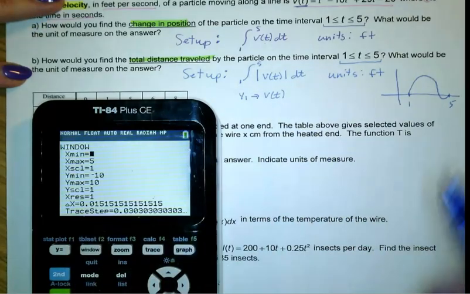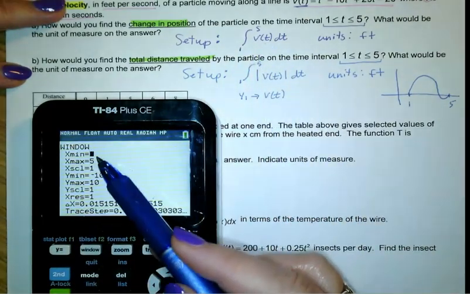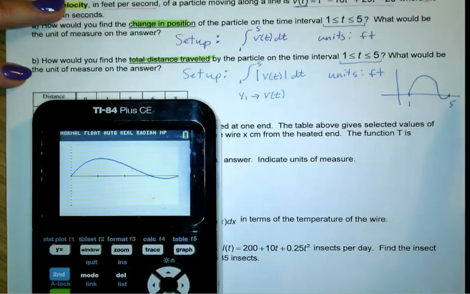And then I'm going to go to my window because we're evaluating this from 1 to 5. So I'm going to set my window to go from 1 to 5, and then I'm going to graph. And so that's where this graph I was rough sketching came from. You're probably looking at me going, where did that come from? It's not math magic. It's just the function graph. It's just not a super pretty graph.